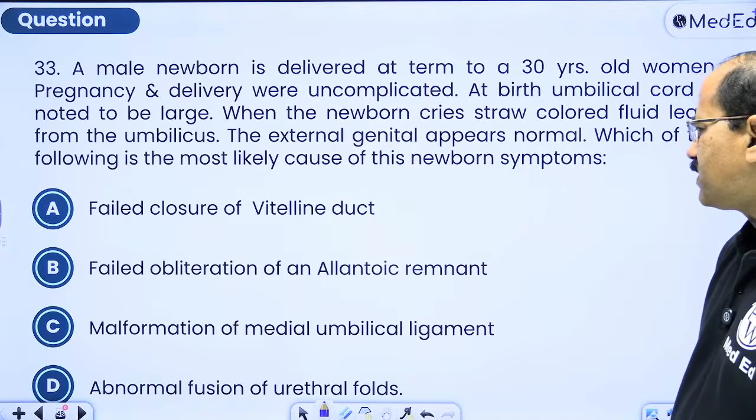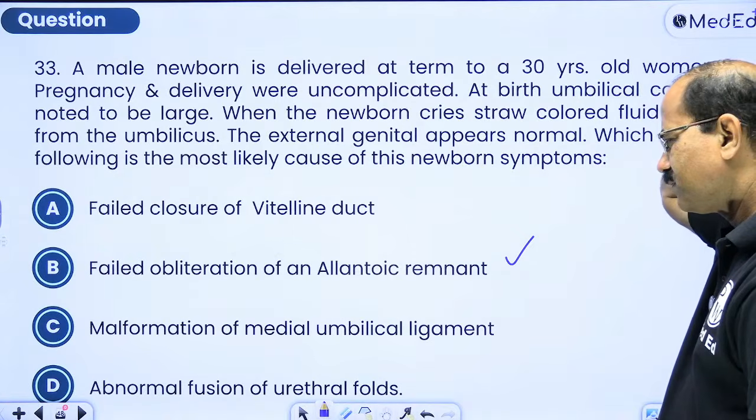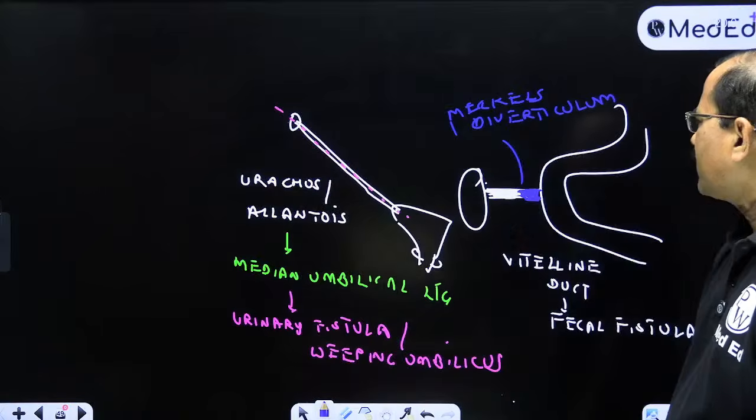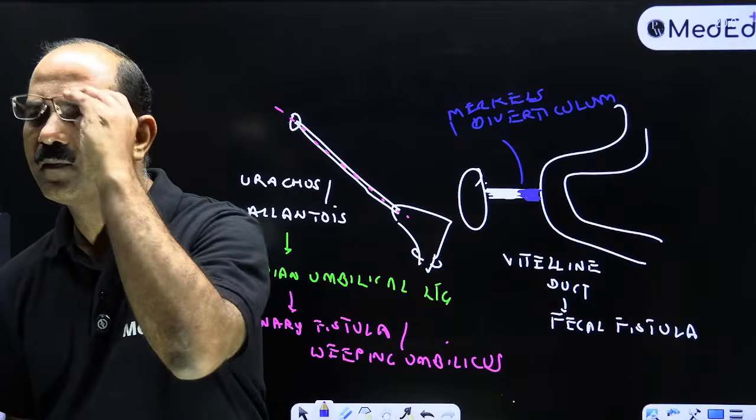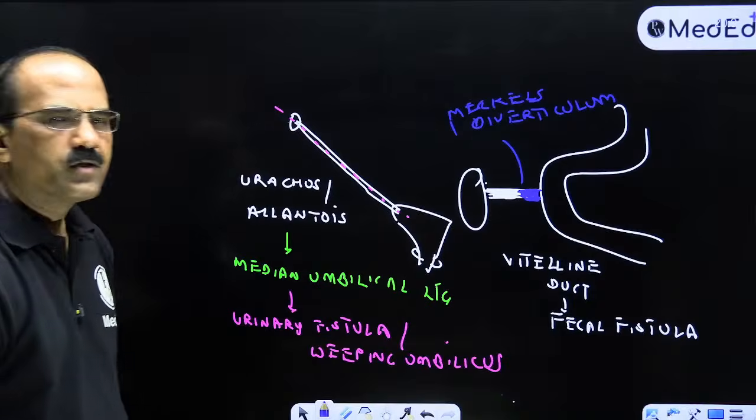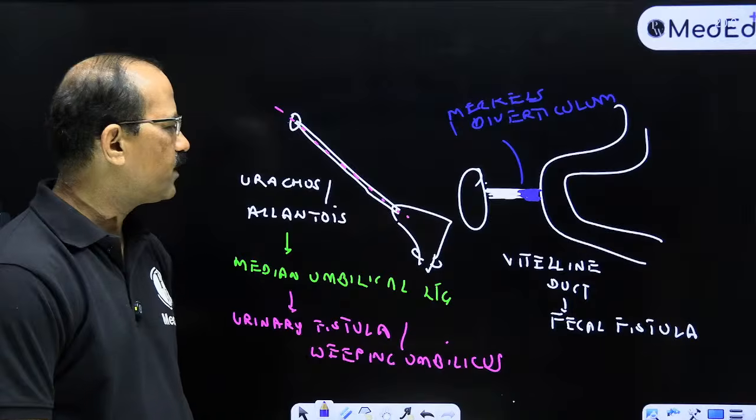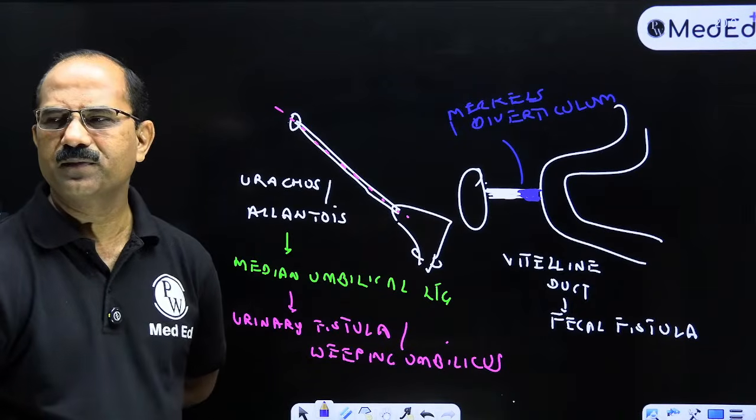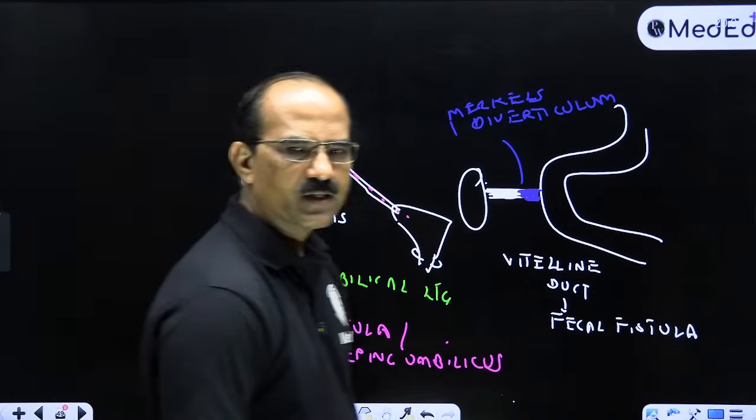So what is the answer for this? Failed obliteration of allantoic remnants. Vitelline duct I have told you. ये clear है ना बच्चों? Is this clear? हाँ, Meckel's diverticulum. Fine. So persistent proximal part of the vitelline duct is known as Meckel's diverticulum. अगर पूरा persistent रहेगा तो fecal fistula होता है. Fine. Okay. Chalo, we'll proceed.